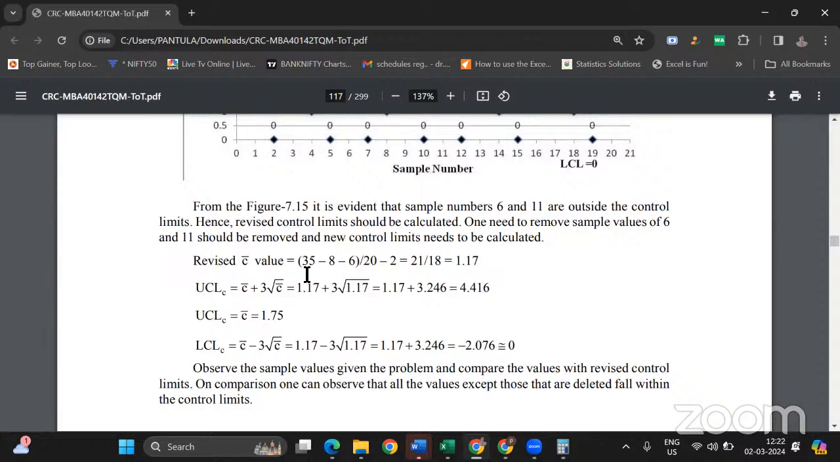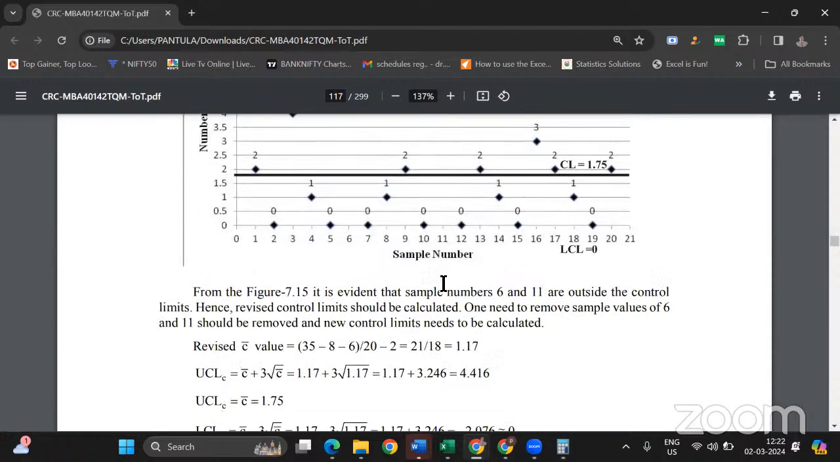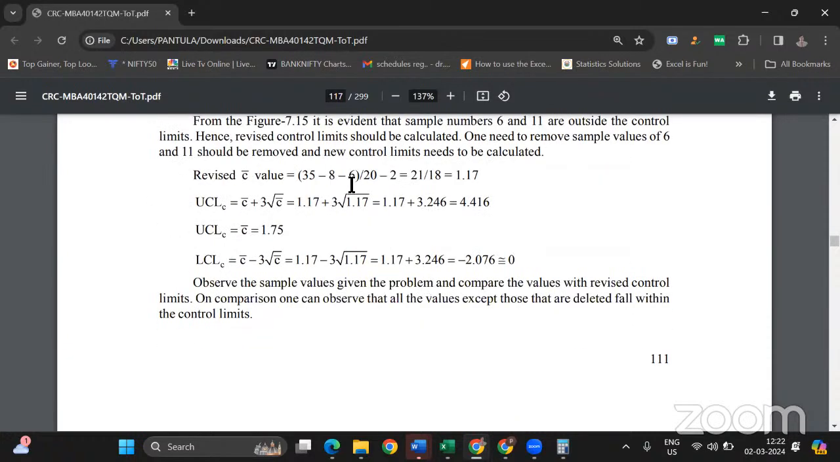So the revised one: 35 minus 8 minus 6. We remove these two values, 8 and 6, so the total is 35 minus 14, which is 21, over 18 samples, since we removed 2 samples. We are going to revise the control limits. Once we remove the 2 values, C bar is 1.17 and the upper control limit is about 4. The process is the same, with the lower limit negative.